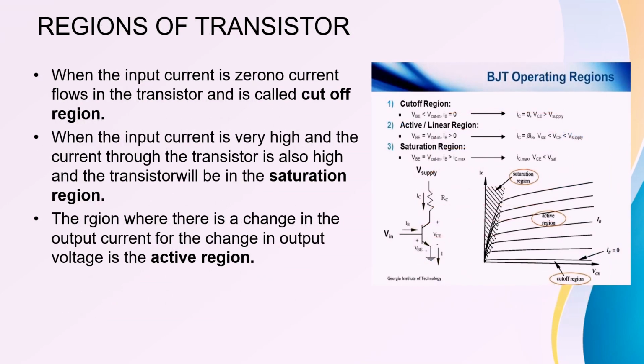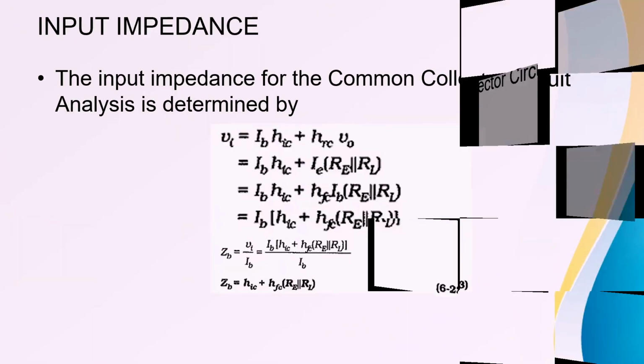When the input current is 0, no current flows in the transistor and it is called the cutoff region. When the input current is very high and the current through the transistor is also high, the transistor will be in the saturation region. The region where there is a change in output current for the change in output voltage is called the active region. So these three are the main regions where the transistor works. There is another region, the breakdown region, where the transistor won't work.